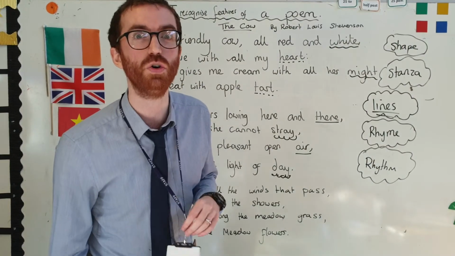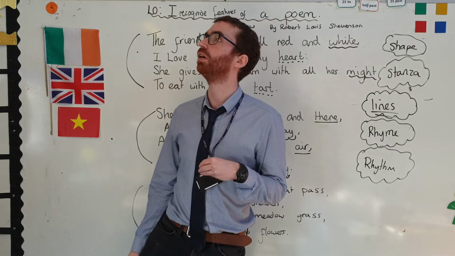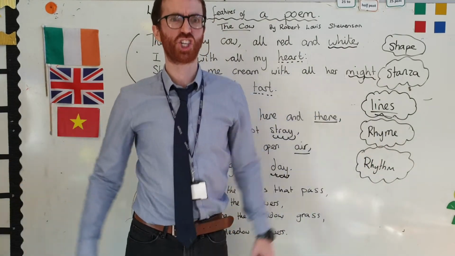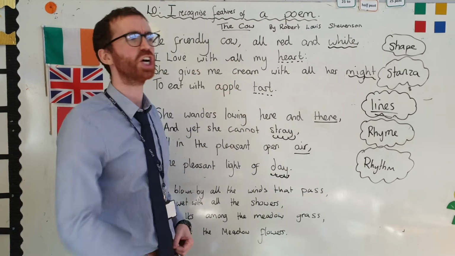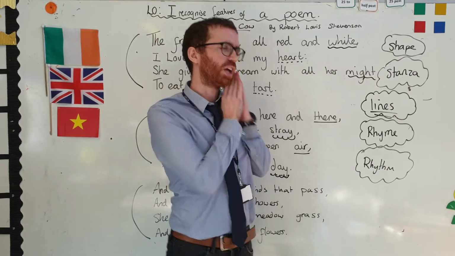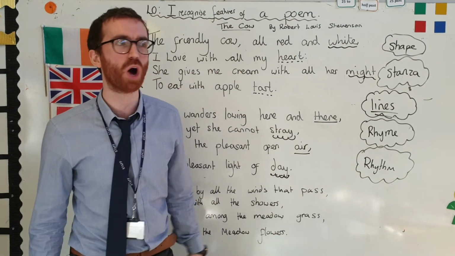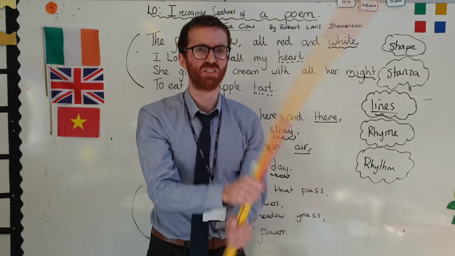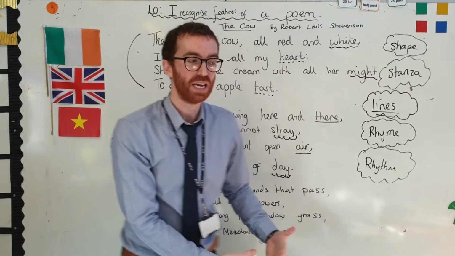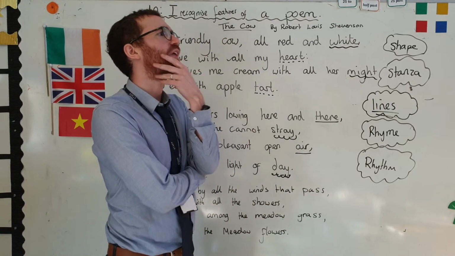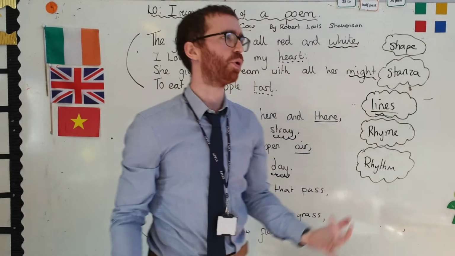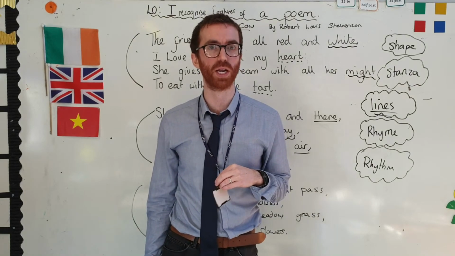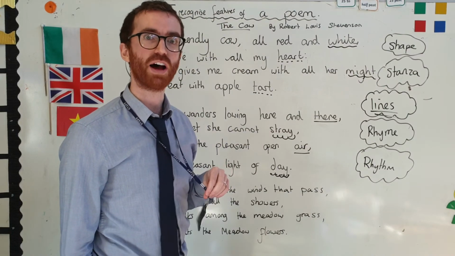'Twas brillig and the slithy toves did gyre and gimble in the wabe. All mimsy were the borogoves, and the mome raths outgrabe. Beware the Jabberwock, my son, the jaws that bite, the claws that catch. Beware the Jubjub bird, and shun the frumious Bandersnatch. He took his vorpal sword in hand, long time the manxome foe he sought, so rested he by the Tumtum tree, and stood awhile in thought. And as in uffish thought he stood, the Jabberwock with eyes of flame came whiffling through the tulgey wood and burbled as it came. One, two, one, two, and through and through the vorpal blade went snicker-snack, he left it dead, and with its head he went galumphing back. And hast thou slain the Jabberwock? Come to my arms, my beamish boy, O frabjous day, callooh, callay! He chortled in his joy. 'Twas brillig, and the slithy toves did gyre and gimble in the wabe. All mimsy were the borogoves, and the mome raths outgrabe.